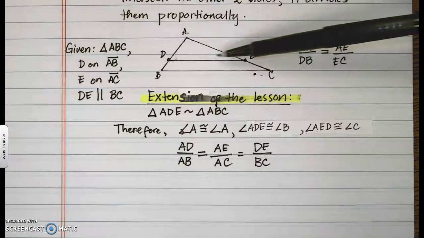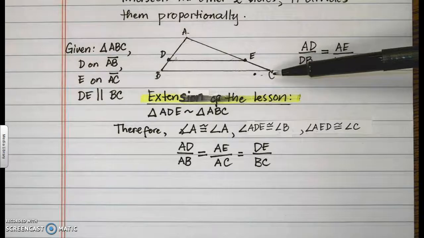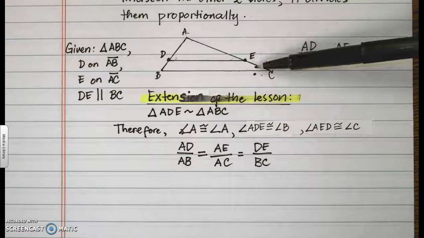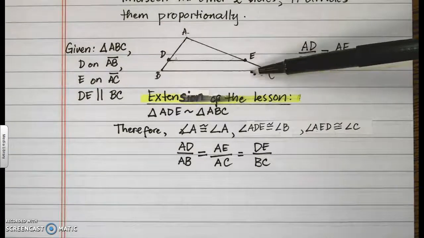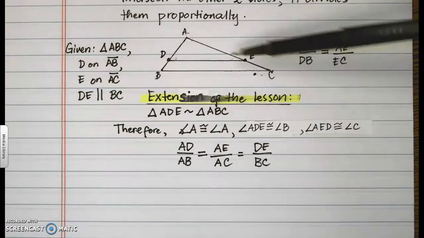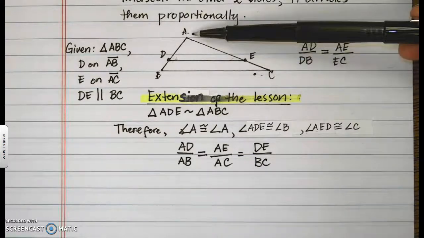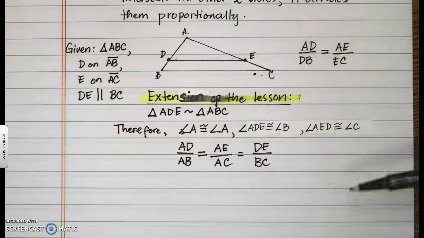So if these are parallel, then this serves as the transversal. If that's the transversal, then angle AED and angle C are corresponding angles. And in this case, corresponding angles are going to be congruent because DE and BC are said to be parallel. Because of that, I can say that my triangles are going to be similar. This tiny triangle right here, ADE, and triangle ABC are going to be similar. Because they're similar, the following things are going to happen.